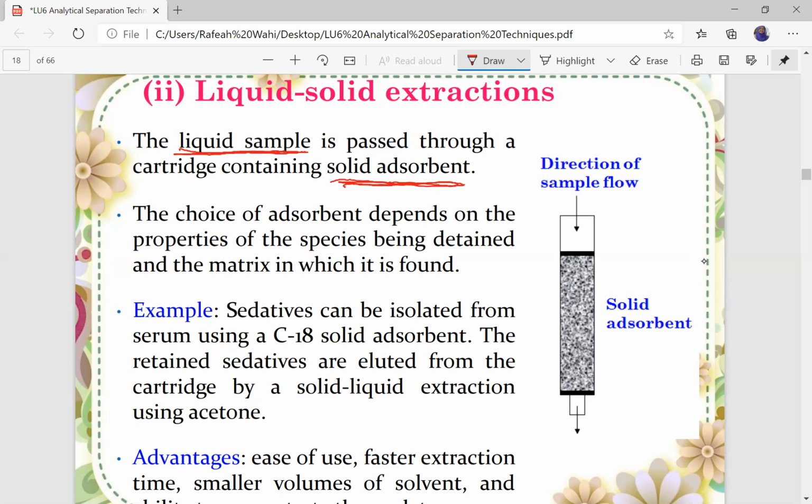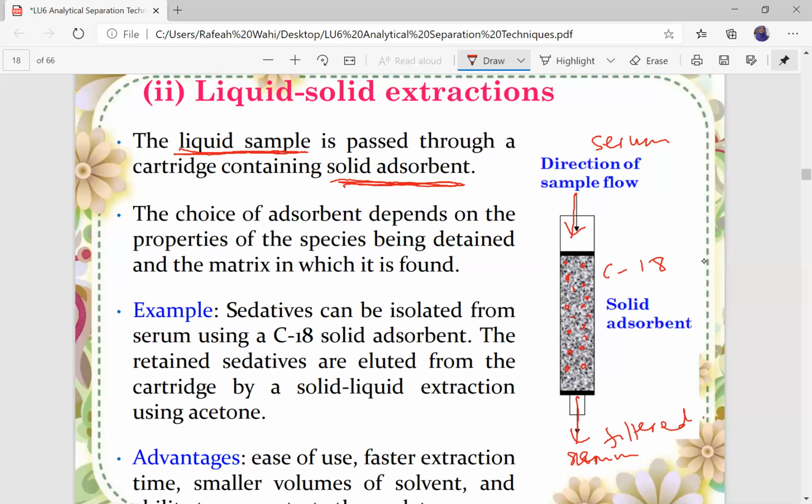So if you look at this example, this could be the C18 solid adsorbent, and this could be your serum sample. Okay, so the serum sample goes into the C18 adsorbent, and the sedatives are trapped inside. Okay, as I draw here, let's say the red dots are the sedatives. They are trapped inside the C18 solid adsorbent, and the remaining serum goes out. Okay, this one is the filtered serum.